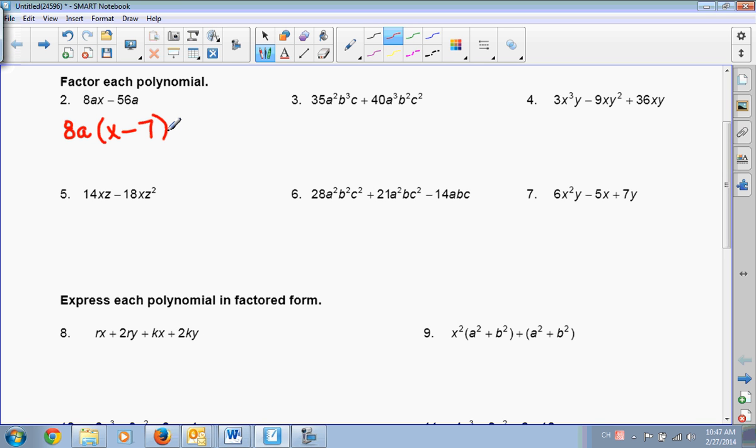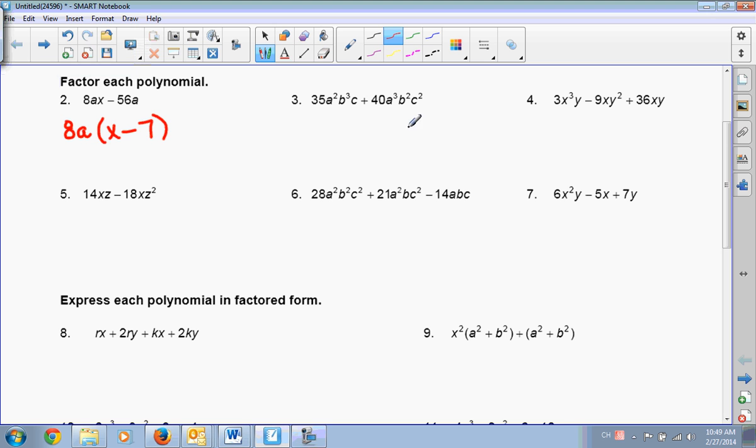It's the opposite of distributing. Because watch, if I were to distribute, 8A times X would give me 8AX. And 8A times negative 7 would give me negative 56A. It's the opposite of distributing. You'll get it. Backwards distribution, yes. It's moving opposite. And you can always check yourself by distributing back in to see if you get the same term.